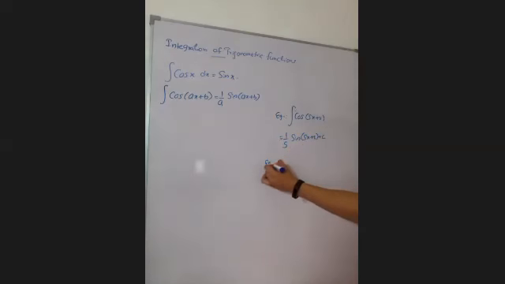If you go ahead with another example, integration of cos 4 minus 3x. The answer is minus 1 over minus 3 sine 4 minus 3x plus c. 1 over minus 3 is minus 1 over 3. If you want, you can write it that way, but that does not make any impact to the final answer.